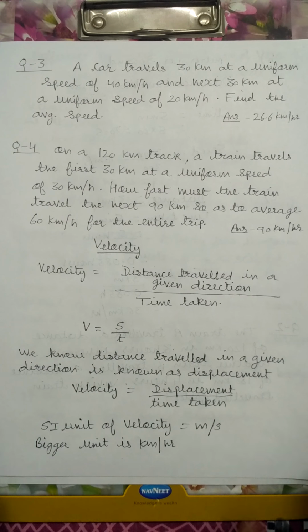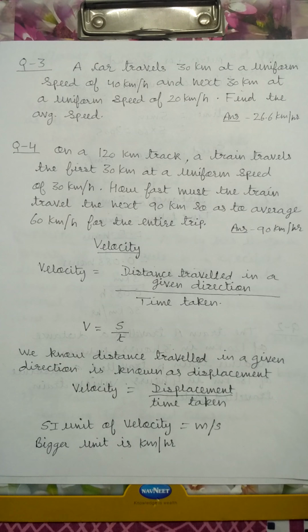Now third numerical. A car travels 30 kilometers at a uniform speed of 40 km per hour and the next 30 km at a uniform speed of 20 km per hour. Find the average speed. Now the answer of this question is given here.